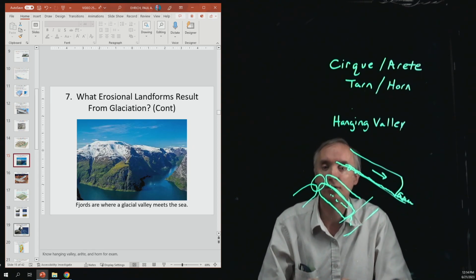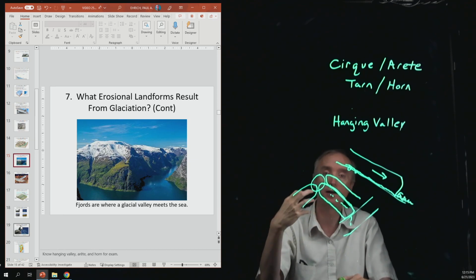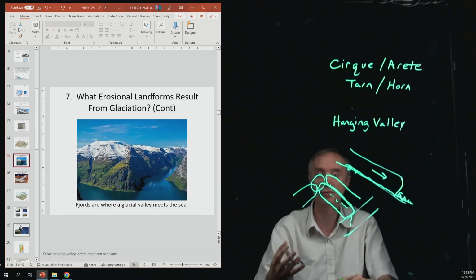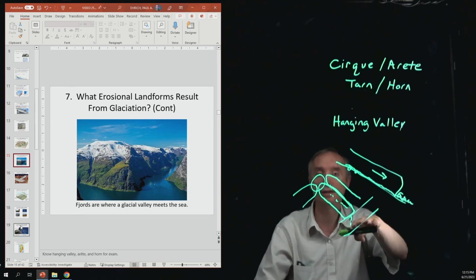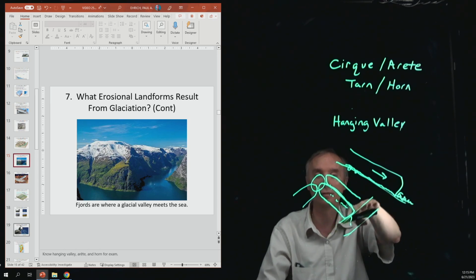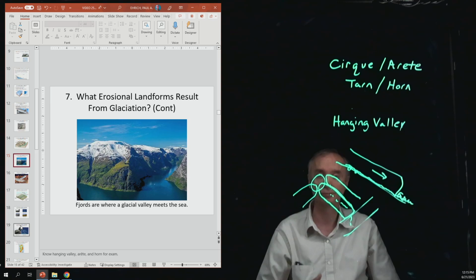Okay, another kind of erosional landform from glaciation is going to be a fjord. This is going to be a drowned glacier. You have water from an ocean or a lake filling up part of this valley that was carved by the glacier. And so that's going to be a fjord, where this glacial valley then meets the sea.